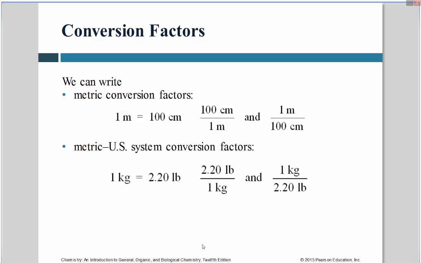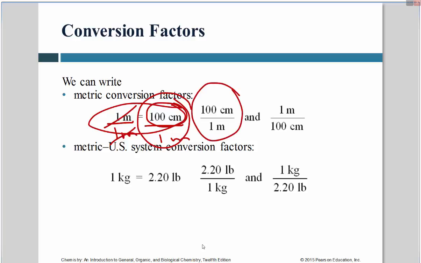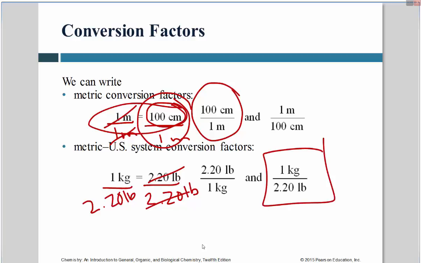Now these equalities can then be changed over to a conversion factor by simply making it a fraction. So for instance here, 100 centimeters equals 1 meter. If we divide both sides by 1 meter, the 1 meter and 1 meter cancel out here, and this becomes our conversion factor. We could do it the other way around too. For instance, if we divide each side by 2.20 pounds, those cancel, and we're left over with 1 kilogram over 2.20 pounds.